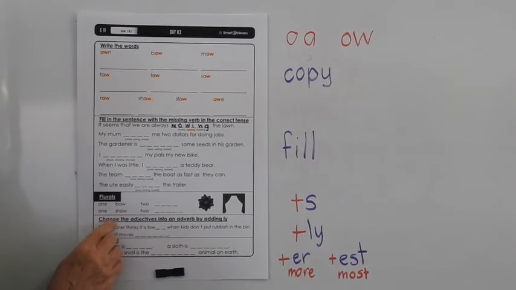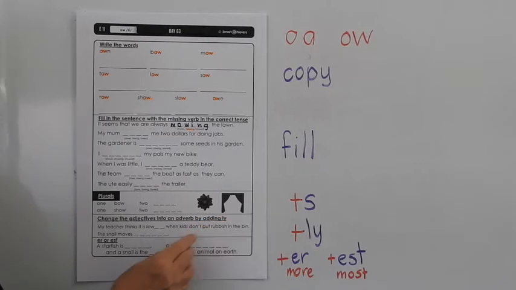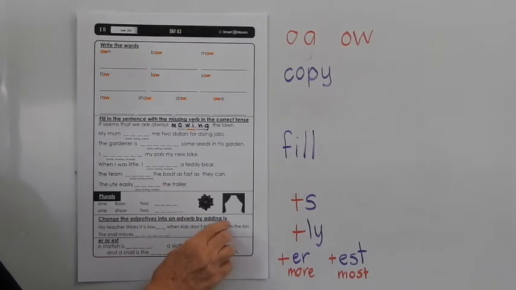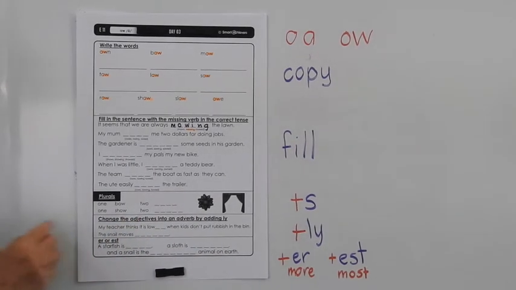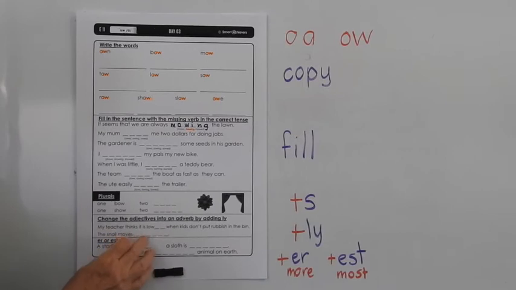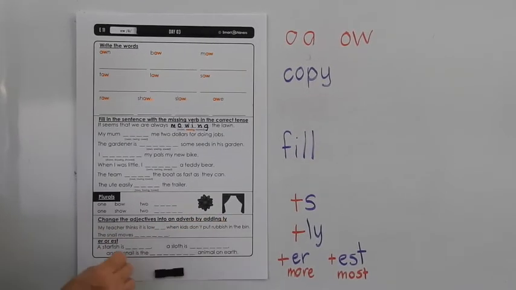Now down here we're going to change the adjectives into an adverb by adding ly. So commonly when you see ly at the end of a word, you know most of the time it's going to be an adverb. An adverb describes a verb, an adjective describes a noun. So we're going to change the word low from an adjective into an adverb, simply by adding that ly.